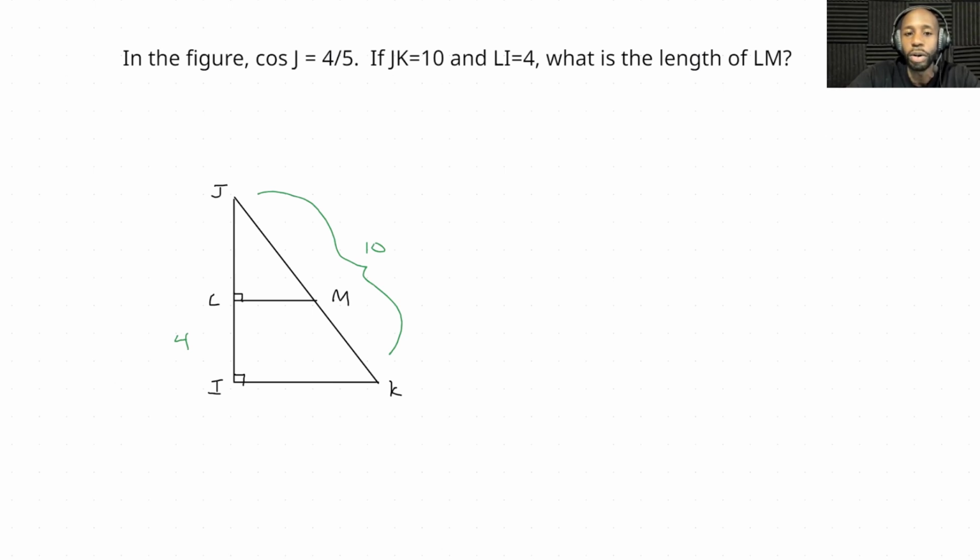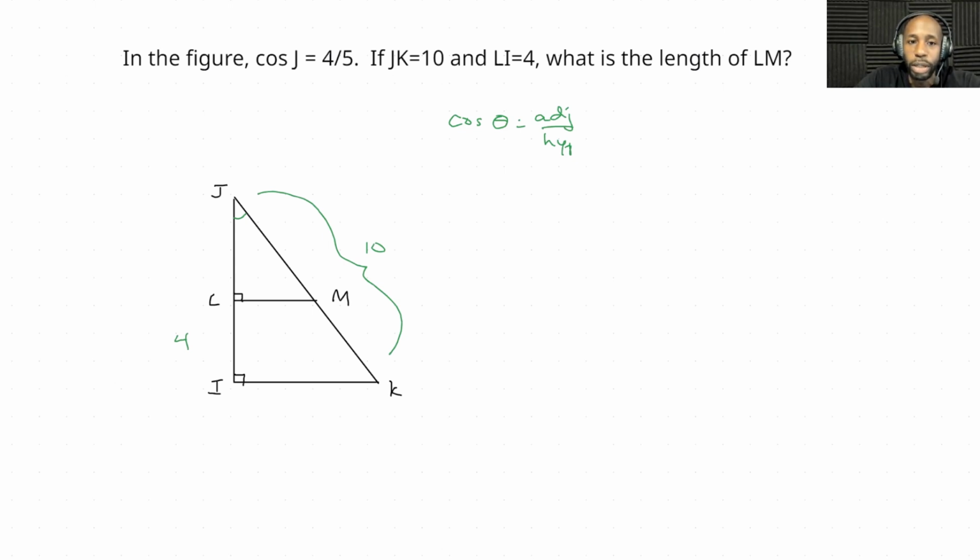So check it out. We know that cosine of angle J is 4 over 5. Cosine of any angle is the adjacent side over the hypotenuse. So if the cosine of J is 4 over 5, then this side over its hypotenuse is 4 over 5. Now, let's see what we have here. We don't know this hypotenuse. I'm sorry, I mean to say this side, the adjacent side.